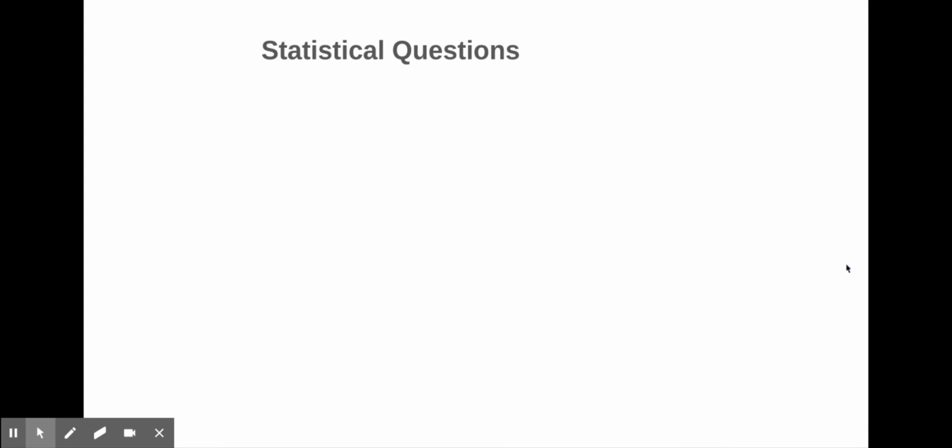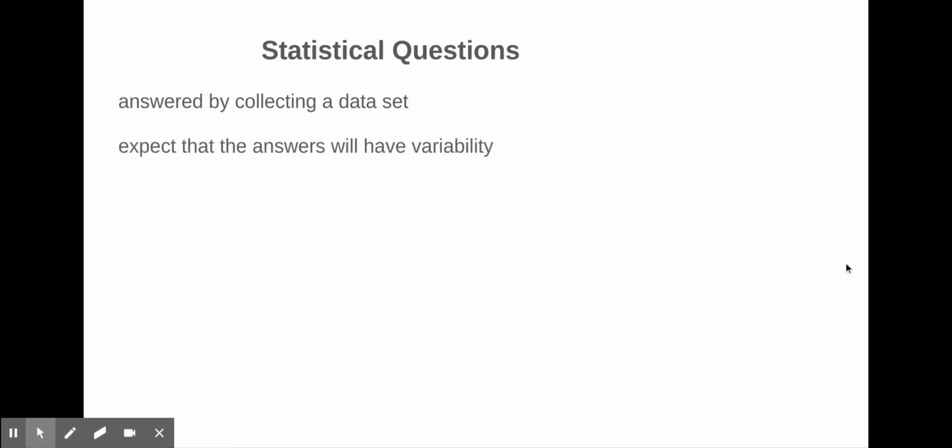A statistical question is one that we can answer and determine some ideas about using a type of math called statistics. In particular, a statistical question can be answered by collecting a data set. And you expect that the answers will have variability. That means that they won't be the same for every single person that you ask. Let's look back at our questions from the previous problem.